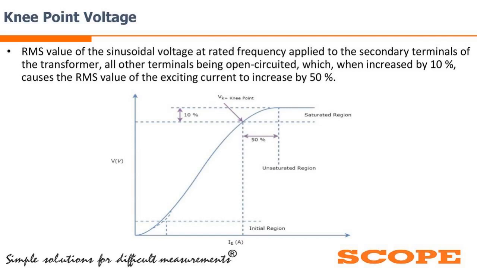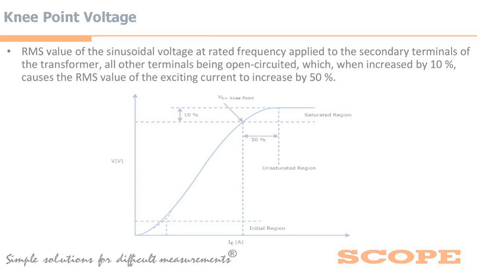Whenever we see that the voltage increased by 10% of the RMS value, the excitation current increases by 50%. Means a 10% increase in voltage gives a 50% increase in excitation current. That point we can say is the knee point voltage. Here you can see this is the knee point voltage point, after which a 10% increase in voltage gives a 50% increase in excitation current.